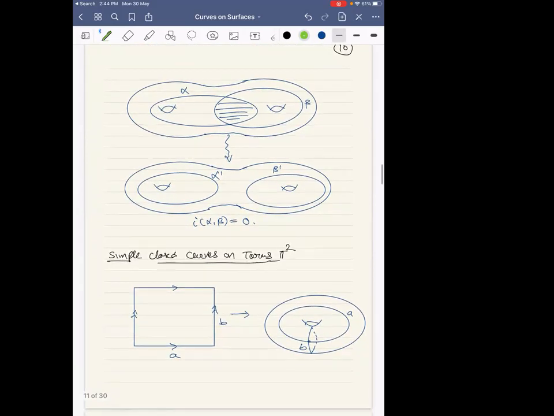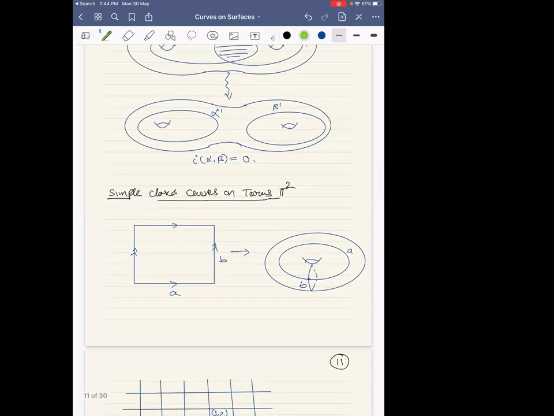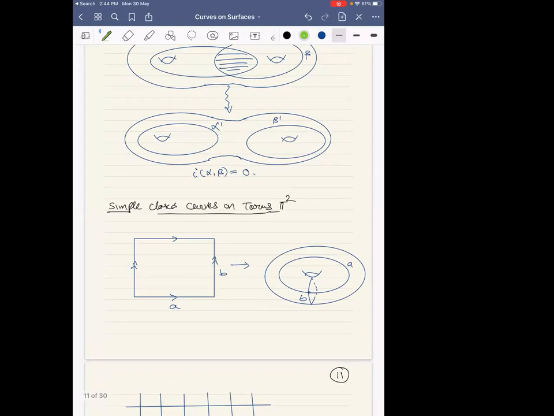Okay. So maybe let us work on the torus to understand its simple closed curves first. Okay. So how do you get a torus? So one way to get it is, yes.